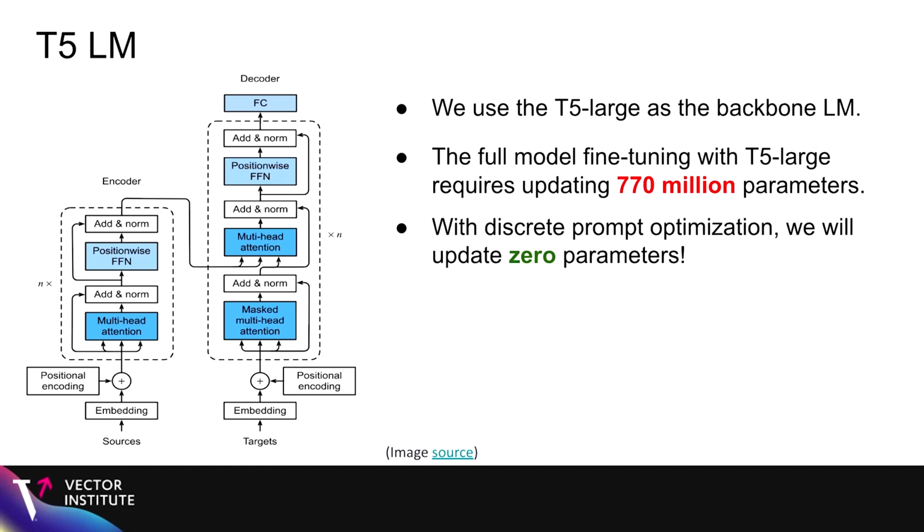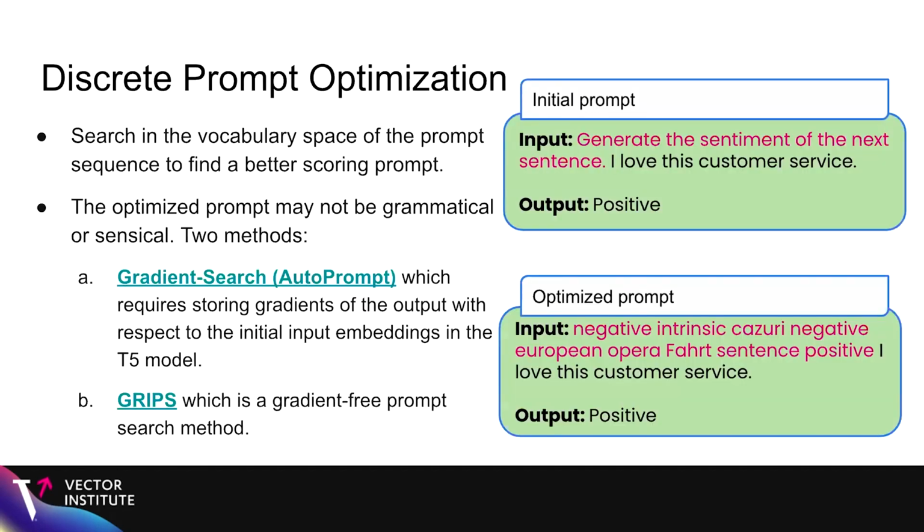We don't update any parameters in the model, but we also don't introduce any parameters. It's possible that some techniques generate prompts using another model, but that model also has some parameters. These two techniques that I will describe are completely parameter-free.